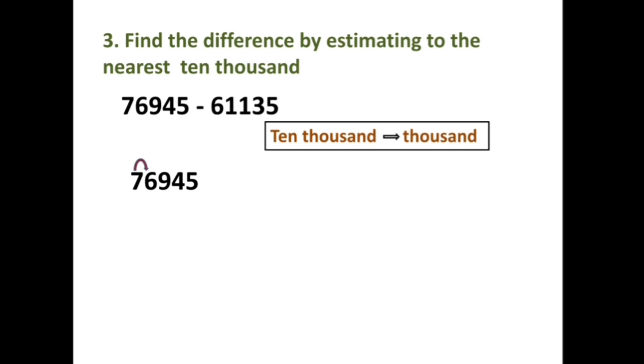So we need to do the comparison between 6 and 5. Here 6 is greater than 5. So the 10,000s place value will be added by 1. We will add 1 plus 7. We get 8. So we get 80,000 as the answer. The thousands, hundreds, tens, ones places will become 0. The answer is 80,000. How did we get 80,000?